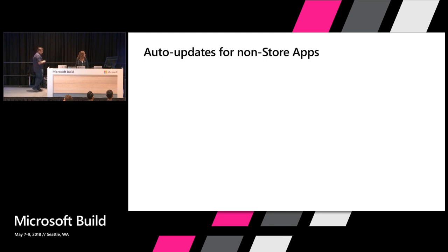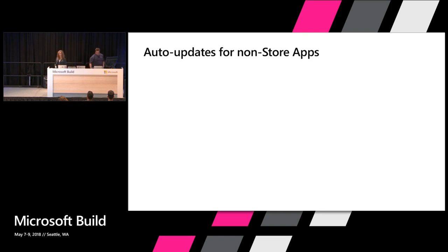Which leads us to app updating. So we know it's really important to make sure that we have a great updating mechanism for our apps in general. We know the Microsoft Store has a great update mechanism using Windows Update. But what does it really mean for us when we're updating outside of the store?